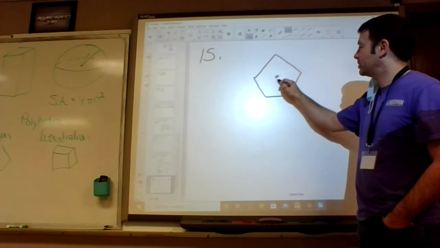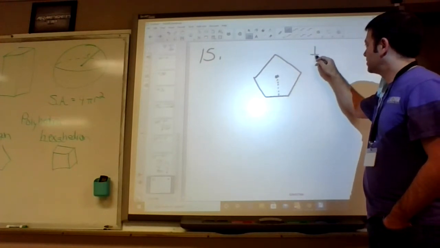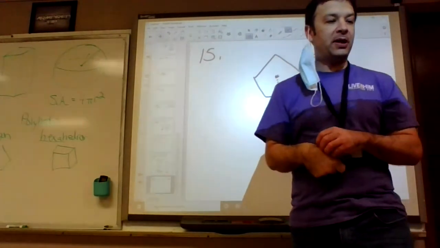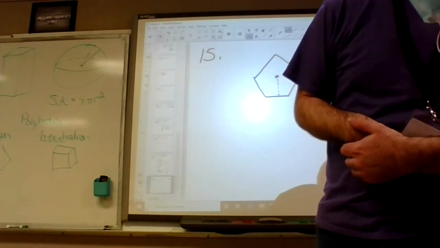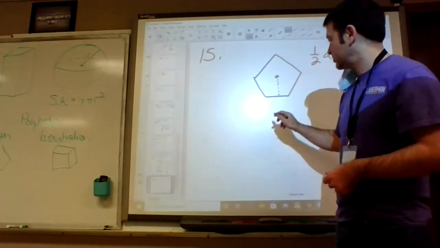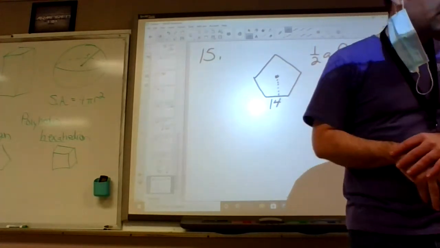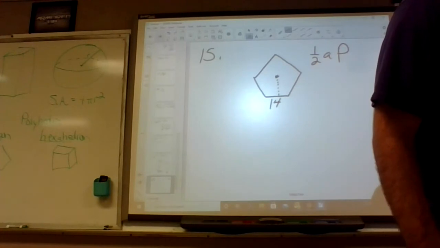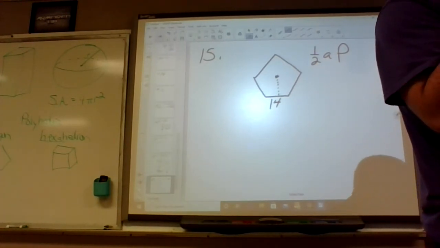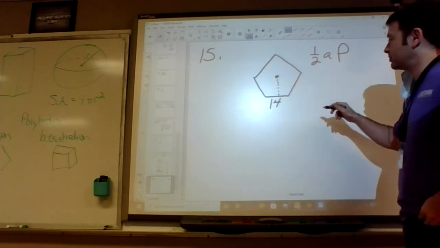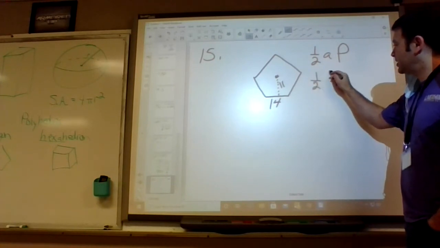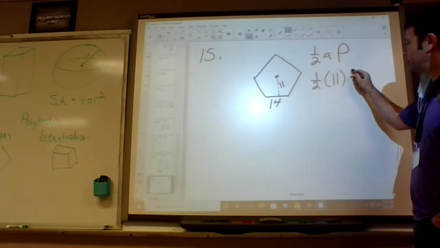Does this ring a bell for anybody? Oh, apothem. One half times apothem times perimeter. That gives us the regular area. It says the edges are 14 feet long. The apothem is 11 feet long. So I've got 1/2 times the apothem times the perimeter.